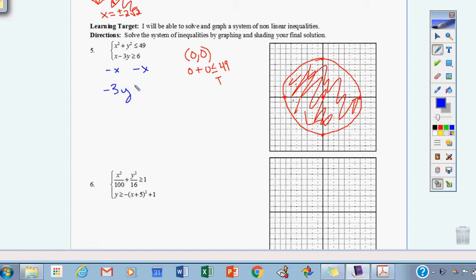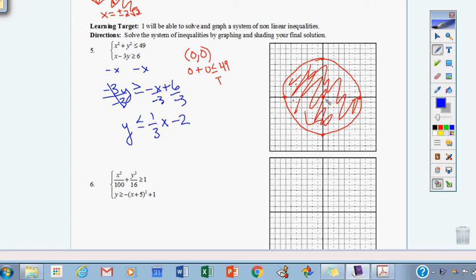So negative 3y is greater than or equal to negative x plus 6. Then I'm going to divide everything by negative 3. And then I need to remember to flip the sign. So I take this and flip the sign, and I get y is less than or equal to 1/3 x minus 2.